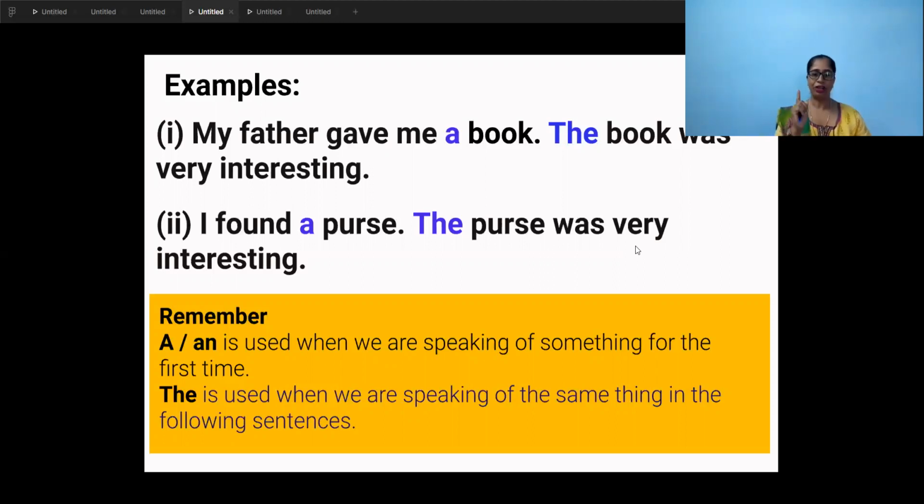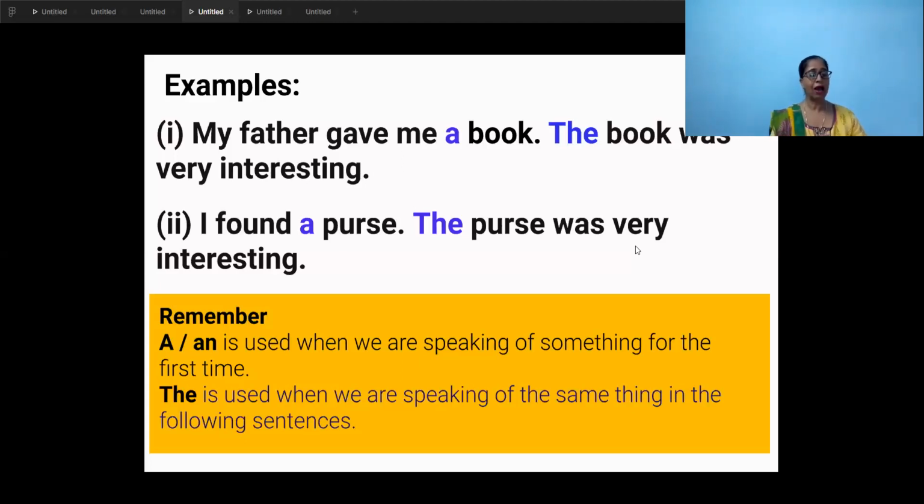Understood? So when we talk about something for the first time, you have to remember, it is given below. Remember, it is there in the textbook and you will copy what is given as remember in your notebook so that you remember it and revise it during exam. What is it that you have to remember? A and is used when we are speaking of something for the first time. And the is used when we are speaking of the same thing in the following sentence. उसके आने वाले next sentence में उसी के बारे में if we are talking about.